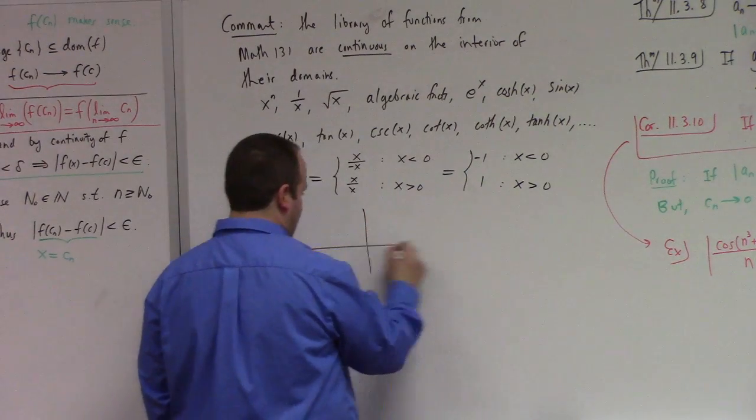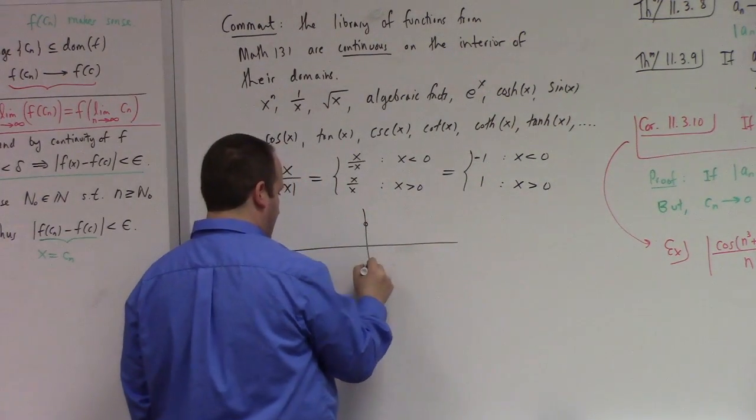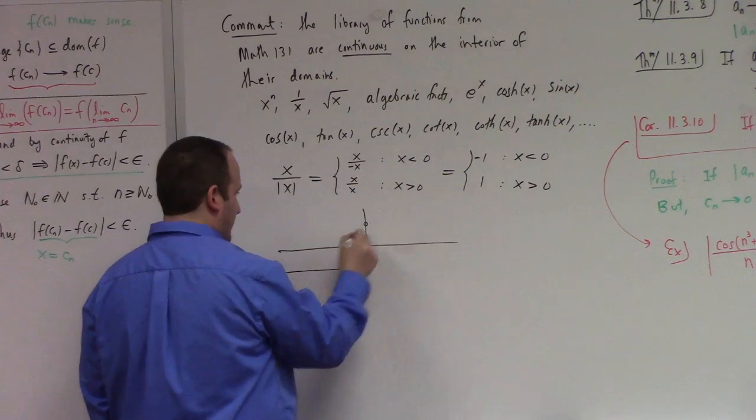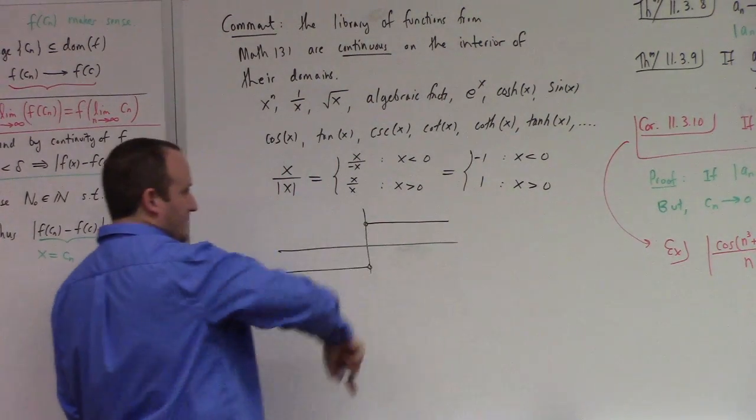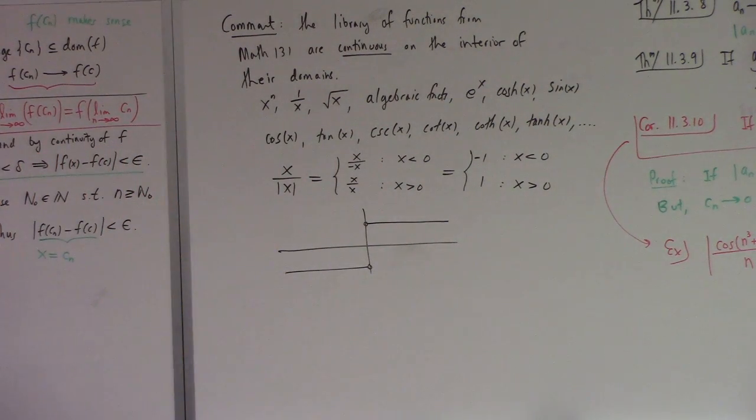Because this guy looks like this. In fact, 0 is not in the domain. It's still continuous on the interior of its domain. 0 is not in its domain. It can't be discontinuous at a point where it's not in its domain.